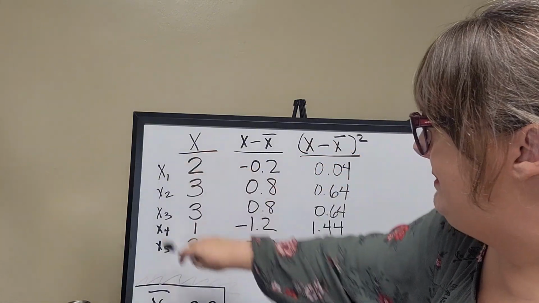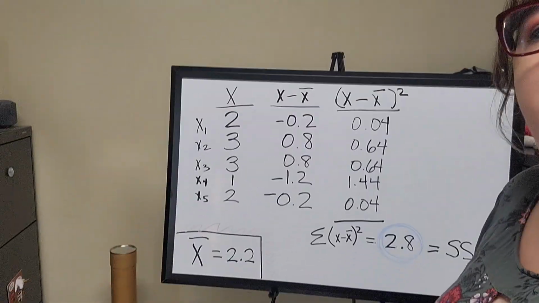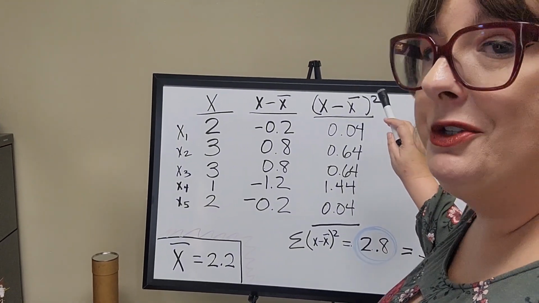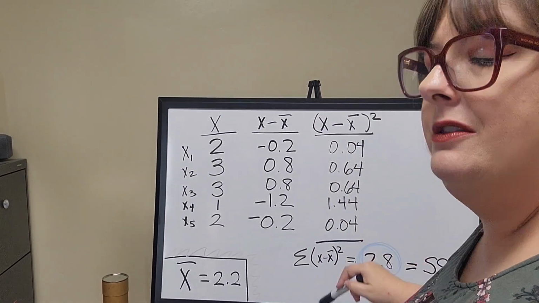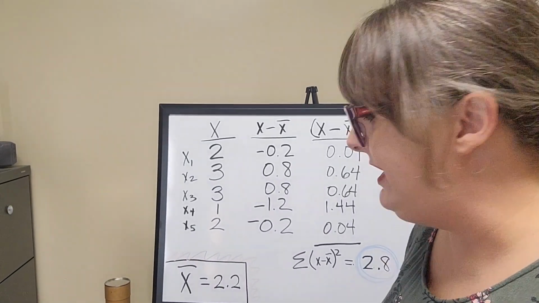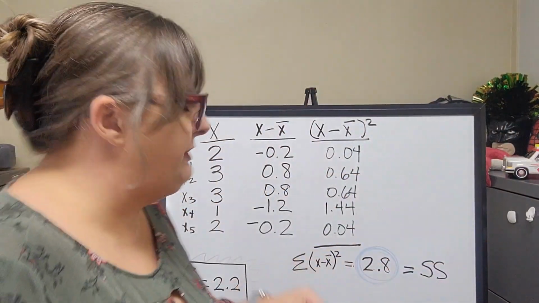The mean for this particular set of scores was 2.2. And we also computed deviation scores, and then we summed those deviation scores to get what we call our sum of squared deviations, which was 2.8 for this set of data. So what can we do with that? What can we do with the sum of squared deviations?